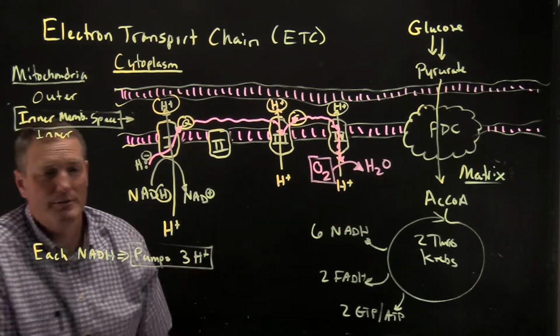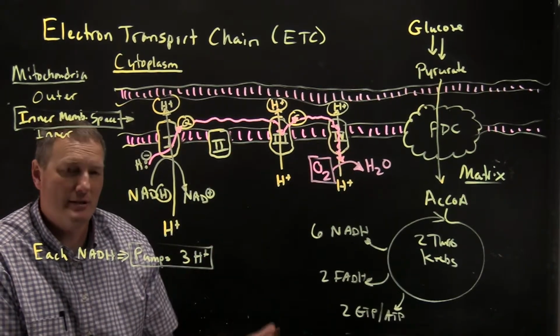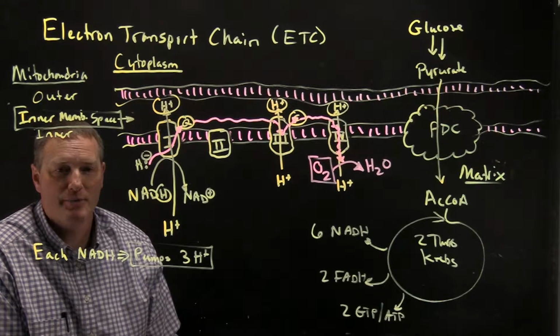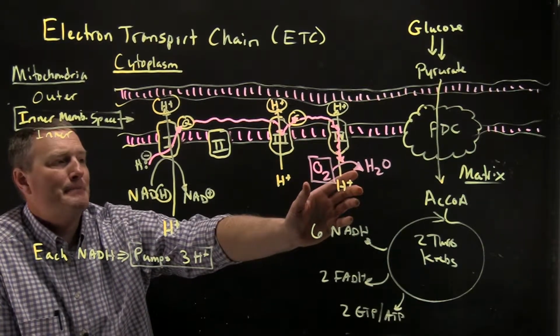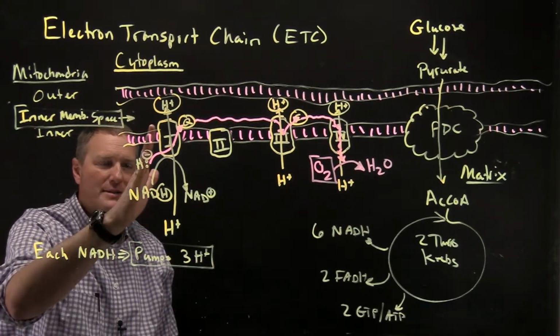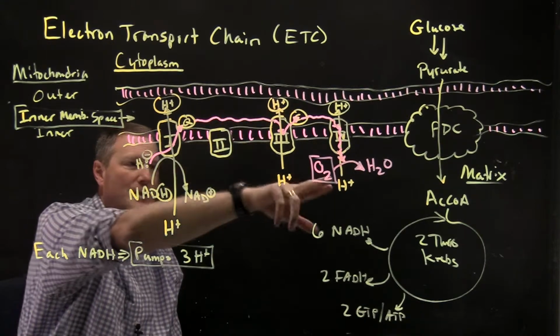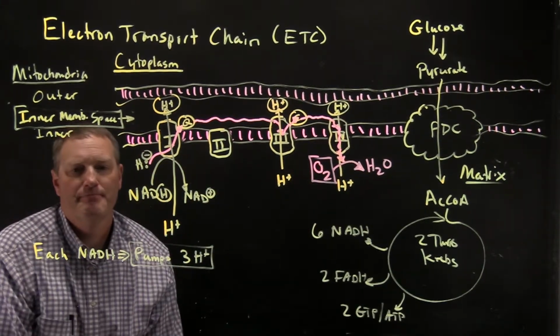So oxygen is the ultimate electron acceptor, and this helps explain now why we need oxygen to do oxidative respiration. This is the place where oxygen is used. All right? So again, each NADH dumps its electrons off, we pump 3 protons, and we reduce an oxygen into water. So that's what happens for each of the NADHs.